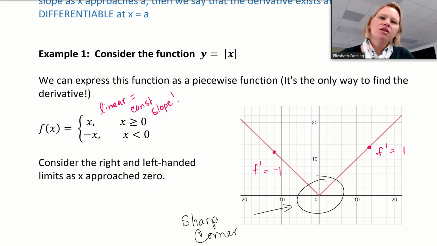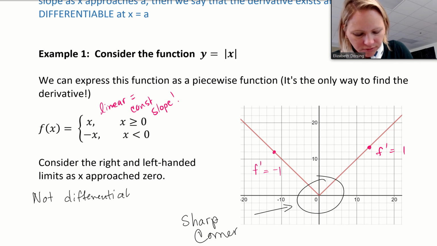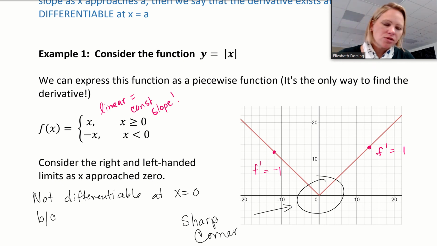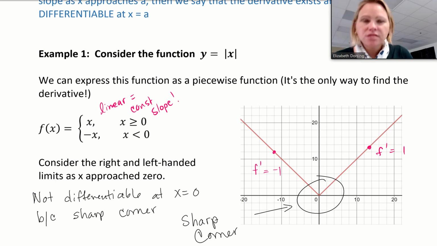So the limit of the slopes coming from the left is negative 1. The limit of the slopes coming from the right is positive 1, so the derivative just doesn't exist there. So we are not differentiable at x equals 0 because, really, it's the limit of the slopes coming from the right and the limit of the slopes coming from the left, because you have a sharp corner. Now that's my visual.